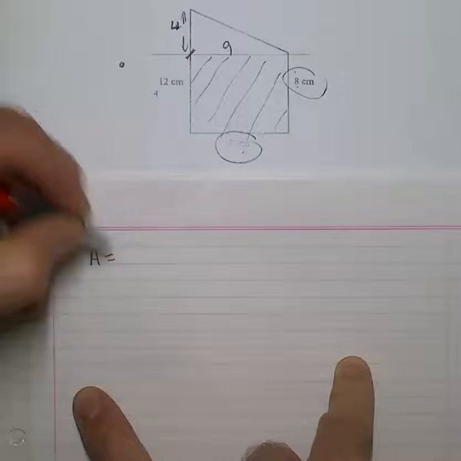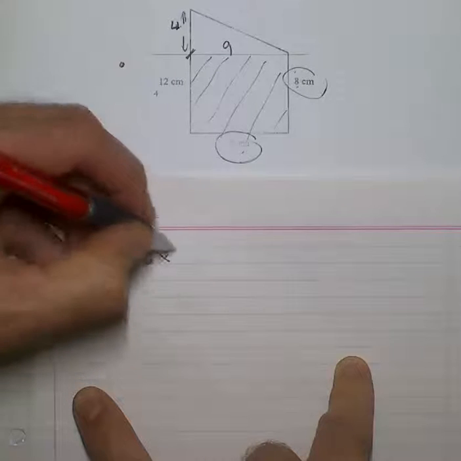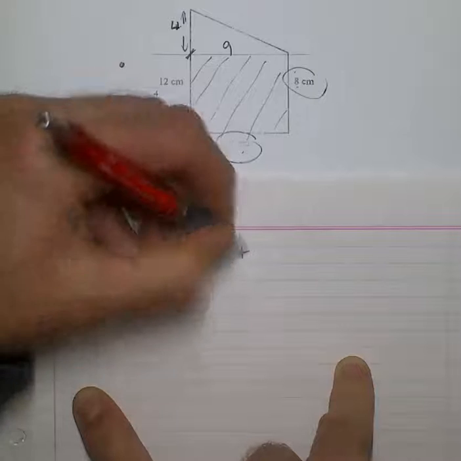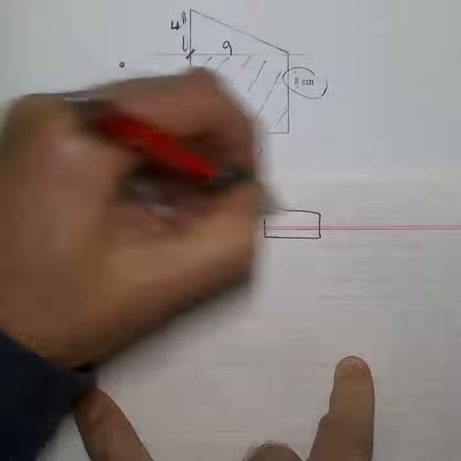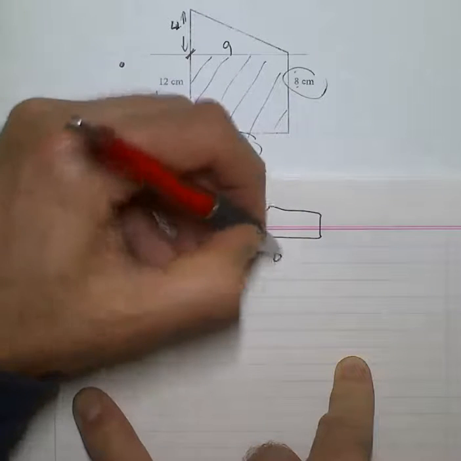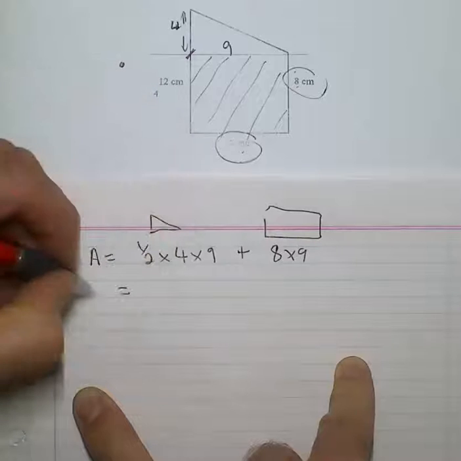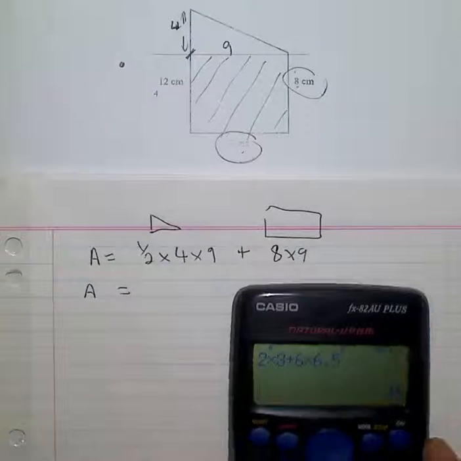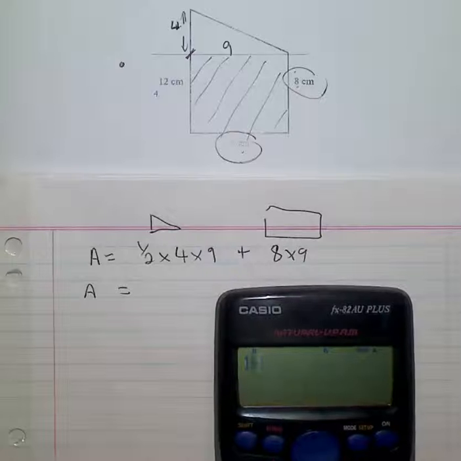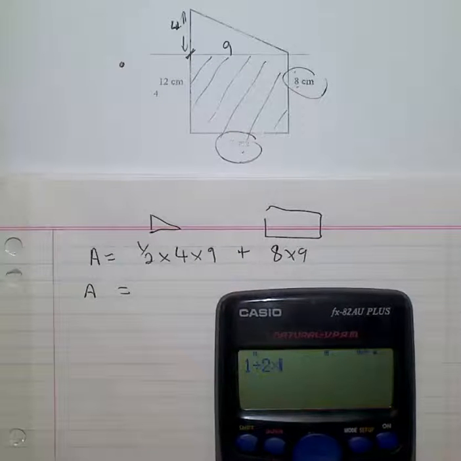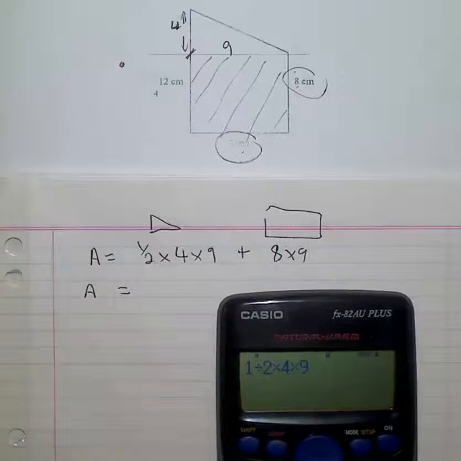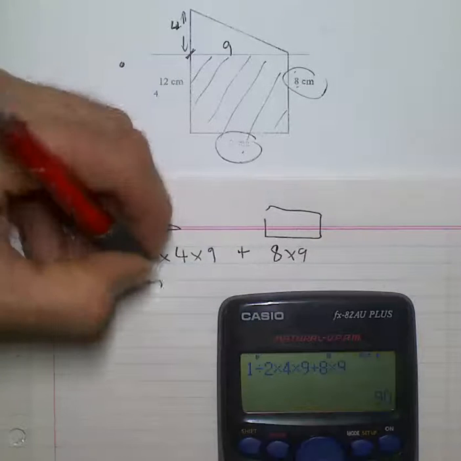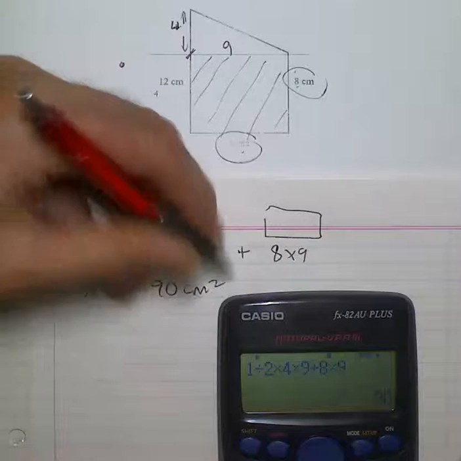So the area is a half by 4 by 9. That's that top triangle, plus what looks like the base rectangle, 8 by 9. You can do it all in one go on your calculator. I'm using 1 divided by 2, and then adding the 8 by 9. Total 90 square centimeters.